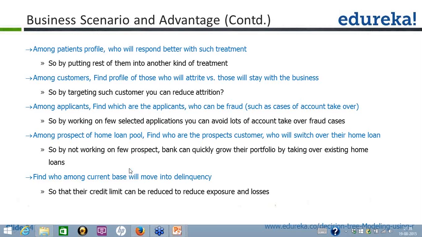But if at all you could figure out that among the home loan population, those guys who are giving this kind of home loan rate and are at this kind of income range and are of this kind of age group, they will change. These are the set of guys who will never change. Then by working on only a few prospects, because you'll not work on all 100,000, you'll work on probably 10,000 guys, and still you will be able to get almost all the people who will take your home loan. So you'll grow your portfolio very fast. Probably if you have capacity of calling only 10,000 guys, you'll focus on only those guys who have the high chance of taking the product. Correct?